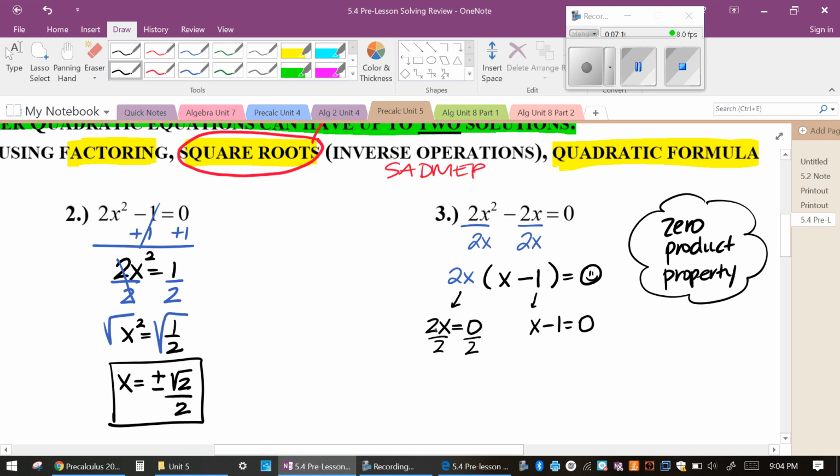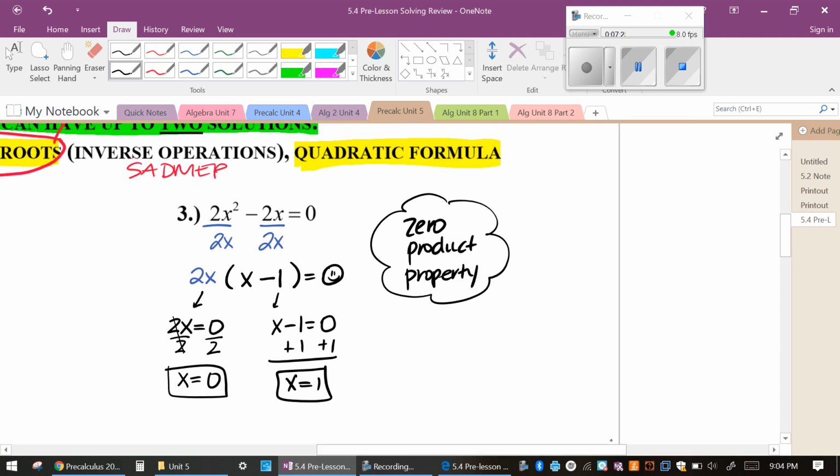You solve it. 2 times x, that's multiplication. Multiplication is canceled with division. 0 divided by 2 is 0. Cancel subtraction with addition, and you get 0 and 1. If you substitute those back into the original problem, 2x squared minus 2x equals 0, look, substitute 0, it works.